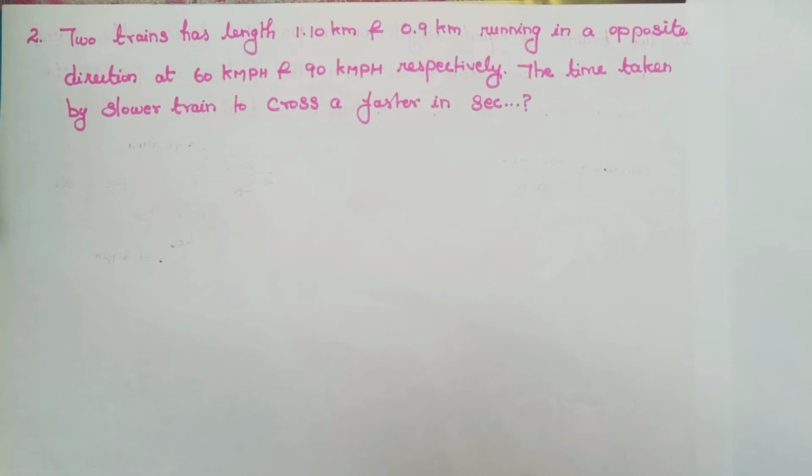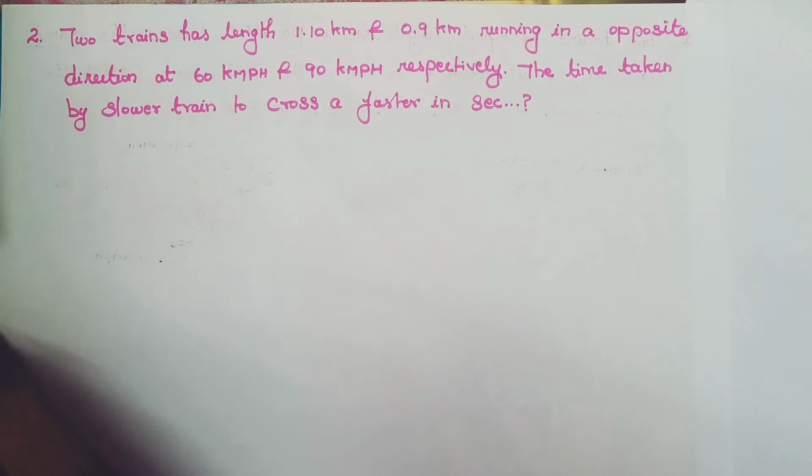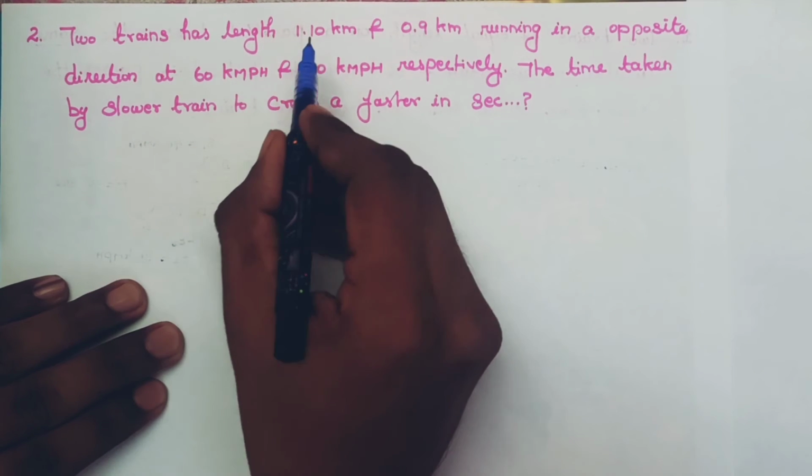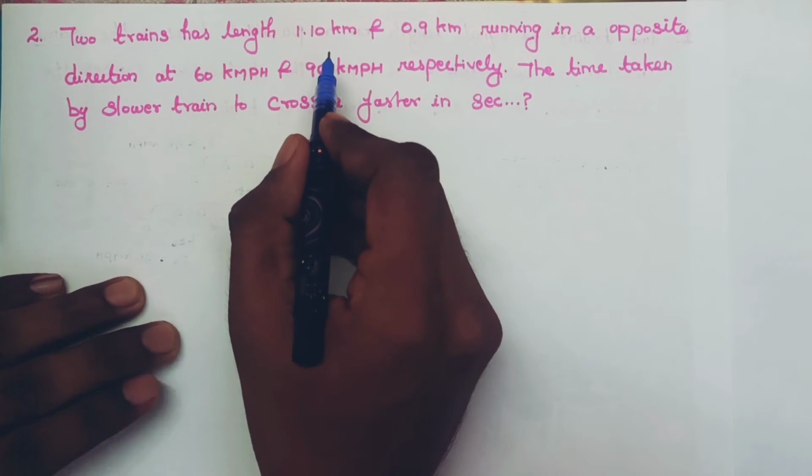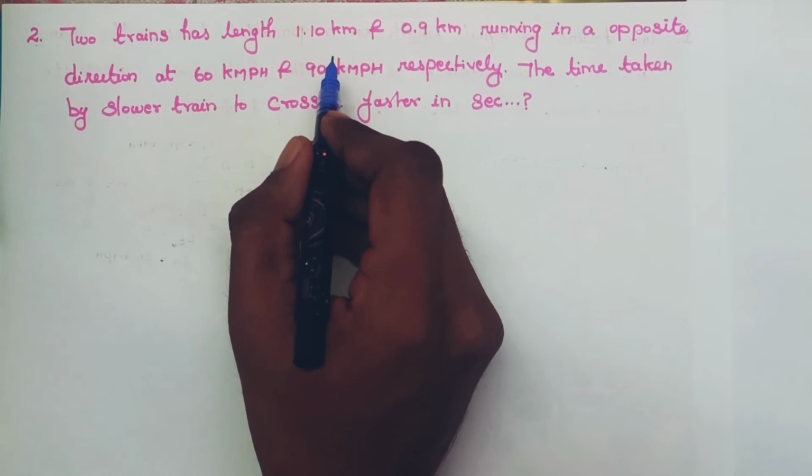Question number 2. Two trains of length 1.10 km and 0.9 km are running in opposite directions at 60 km per hour and 90 km per hour respectively. Find the time taken by the slower train to cross the faster train in seconds. Here they have mentioned the length of the two trains in kilometers, but in decimal form. We have to convert it into whole numbers.